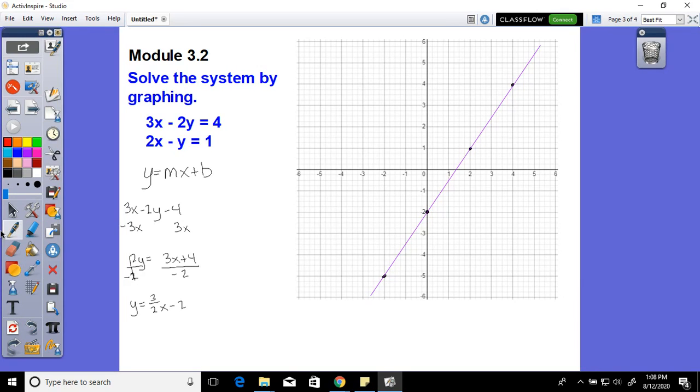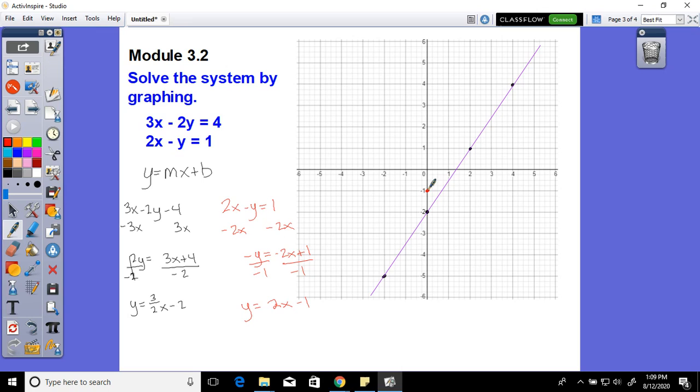So now we're going to work on the second one. We're going to write down here 2x minus y is equal to 1. All right, we need y by itself, so we'll subtract 2x. That gives me negative y is equal to negative 2x plus 1. We've got to get y by itself, and it's got to be a positive y. So we're going to divide by negative 1 on both sides. We just change the signs. So y is equal to 2x minus 1.